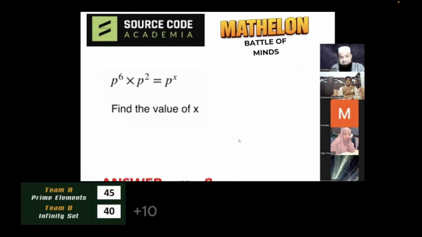Well done, Murtaza. According to the rule, which is the index law, if the bases are the same, you can just add the powers. So P to the 6 times P squared will become P to the 8. P to the 8 equals P to the power X. So the bases are the same. You can compare the powers, we can compare the indices or the exponents. So the value of X will be equal to 8. That is the correct answer. Well done. The next question on your screen now.